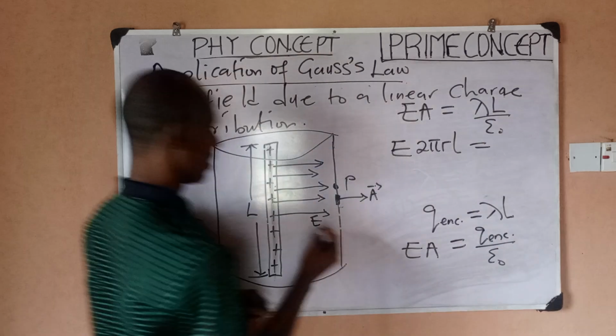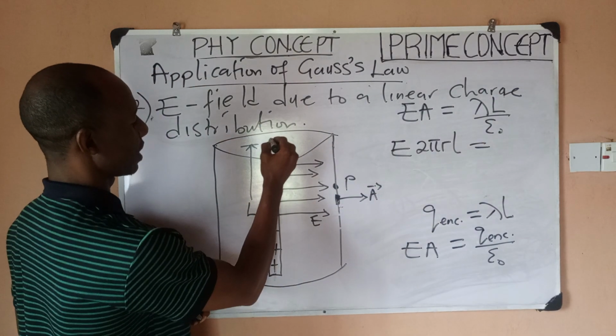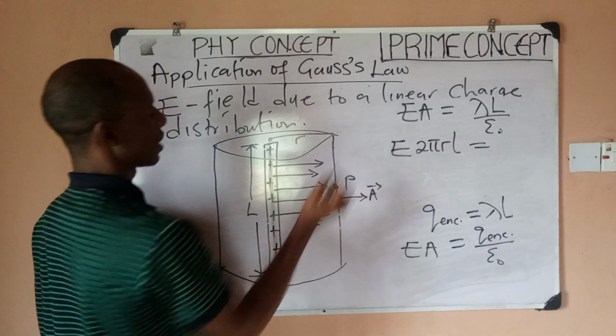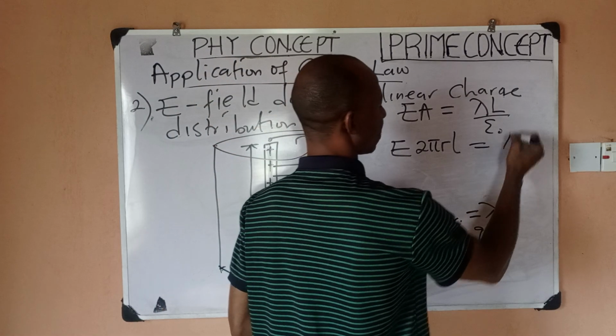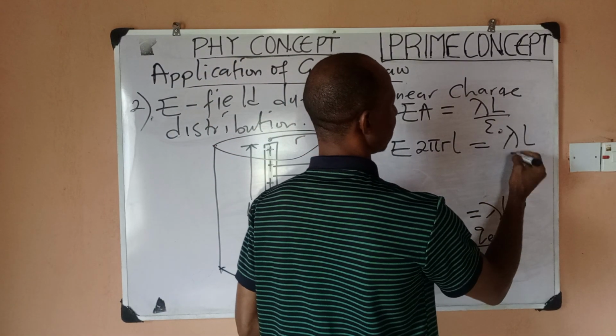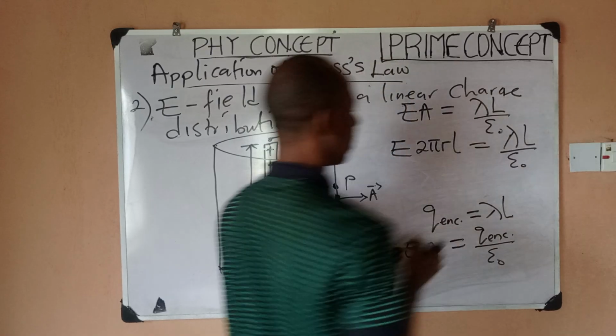Is equal to, what is the radius? The radius is simply this distance. This is the radius R, right? 2 pi RL equals what now? Lambda L divided by epsilon naught, right?